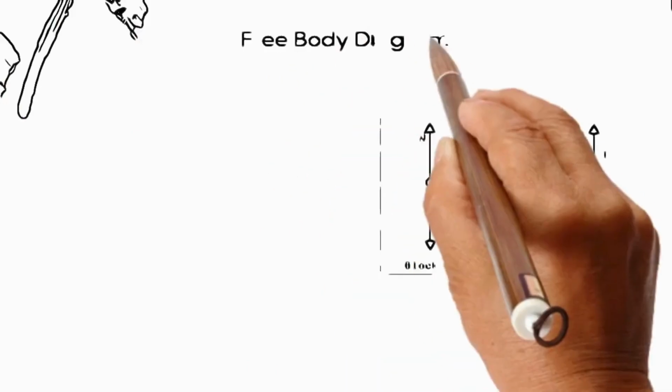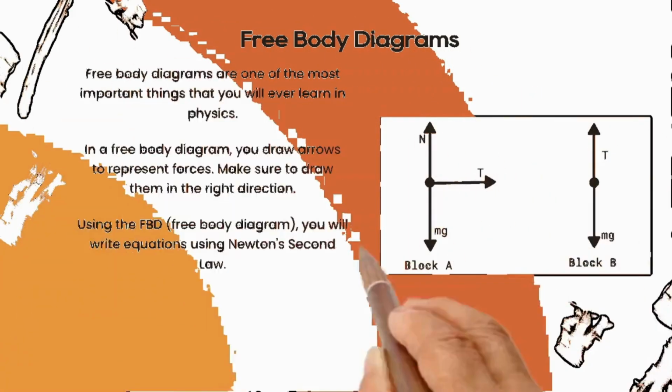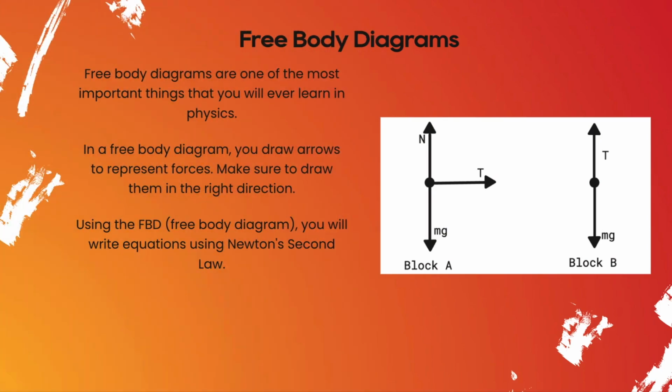Now, free body diagrams are one of the most important things in this course. You draw a diagram, and then you label all the forces and the direction they're pointing in. The free body diagram is super important, because using it, you're going to be writing equations out for Newton's second law. So it's very important.